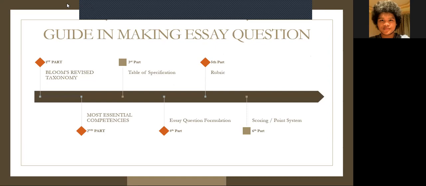Now we proceed to the guide in making essay questions, and these are the guides on how to create them effectively. We're going to tackle some important parts, but I hope not to consume a long time. First, we have Bloom's revised taxonomy. It's very important for us to revisit. Next are the most essential competencies provided by the Department of Education. Third is the application of the table of specification. Fourth is essay question formulation. Fifth is the rubric. And the sixth part is the scoring or point system.